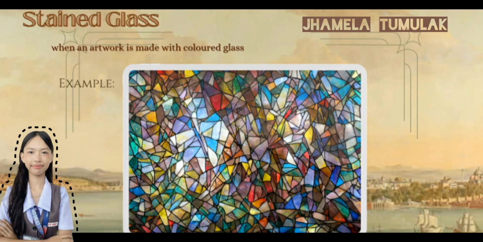For slide 23, we have stained glass. Stained glass is an artwork made using colored glass pieces. These are usually arranged to form images or patterns and are commonly seen in churches and historical buildings. Light plays a big role in stained glass because when light passes through, it enhances the colors and gives the artwork a glowing effect.